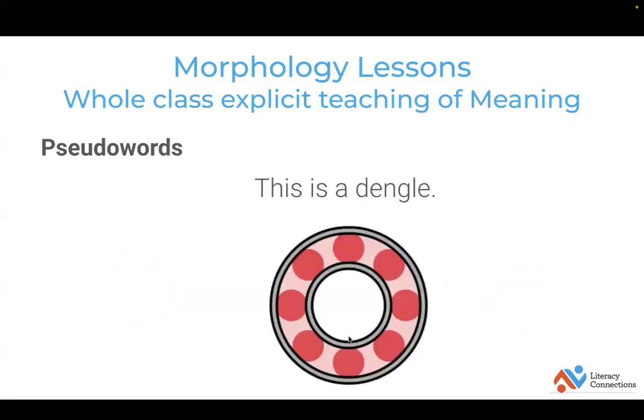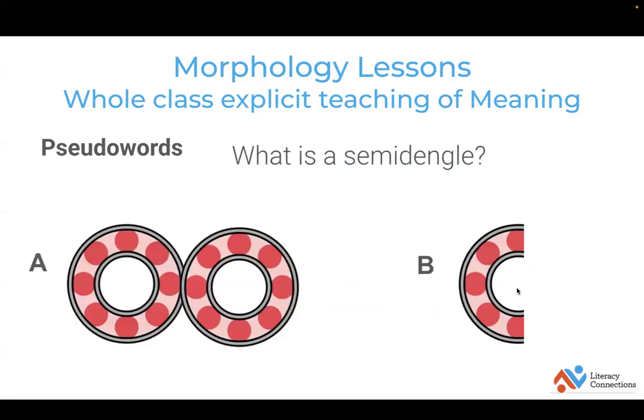And we could do the same thing here. We've just invented this strange shape, which is called a dingle. So if that's a dingle, what's a semi-dingle then? Is it two dingles together or is it half a dingle? So it's making us use our understanding of semi meaning half.